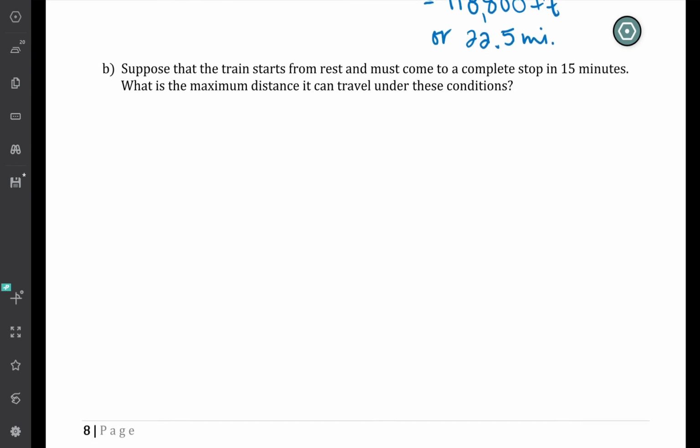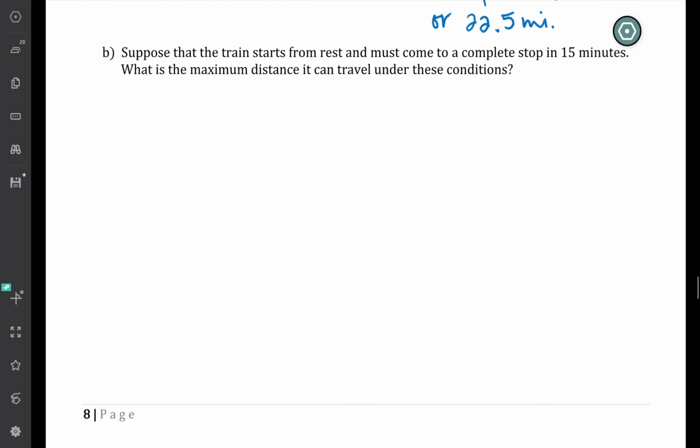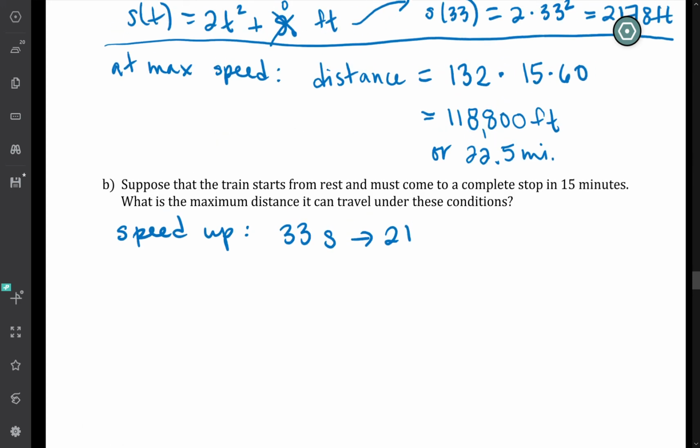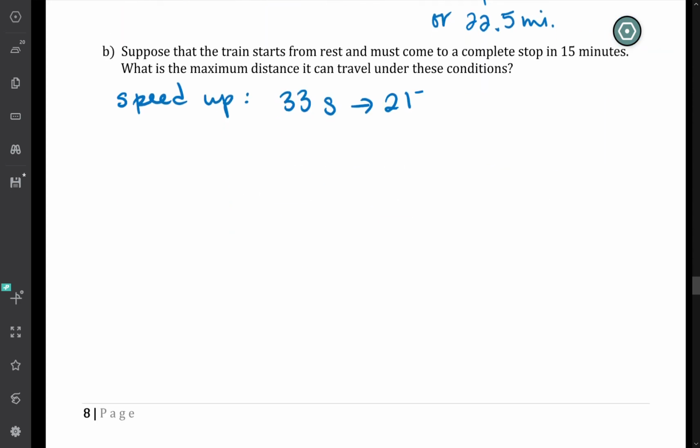Okay, so now we want to start from rest, and then we need to stop again within our 15 minutes. And we need to figure out the maximum possible distance it can travel. Okay, so we don't get to just keep going for the entire 15 minutes at max speed. So we've actually done a fair amount of this work. We know that to speed up takes 33 seconds, and you travel 2,178 feet.